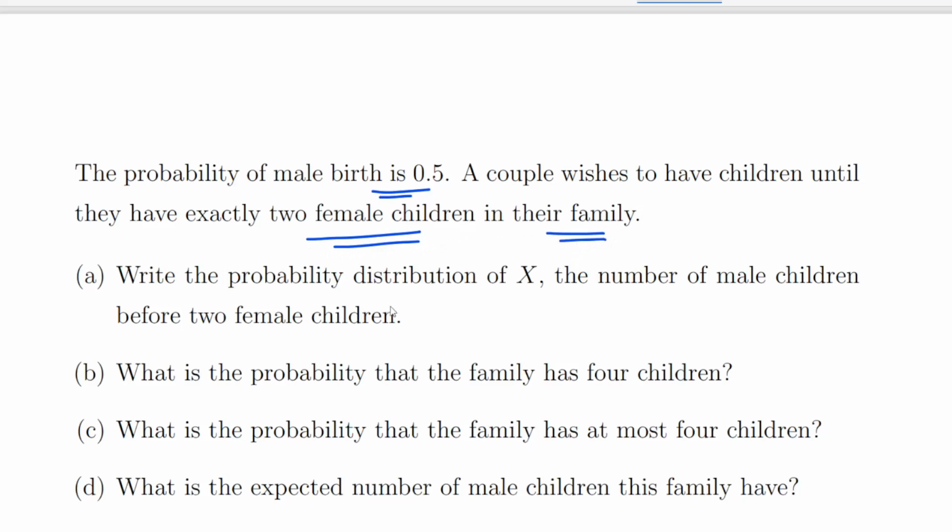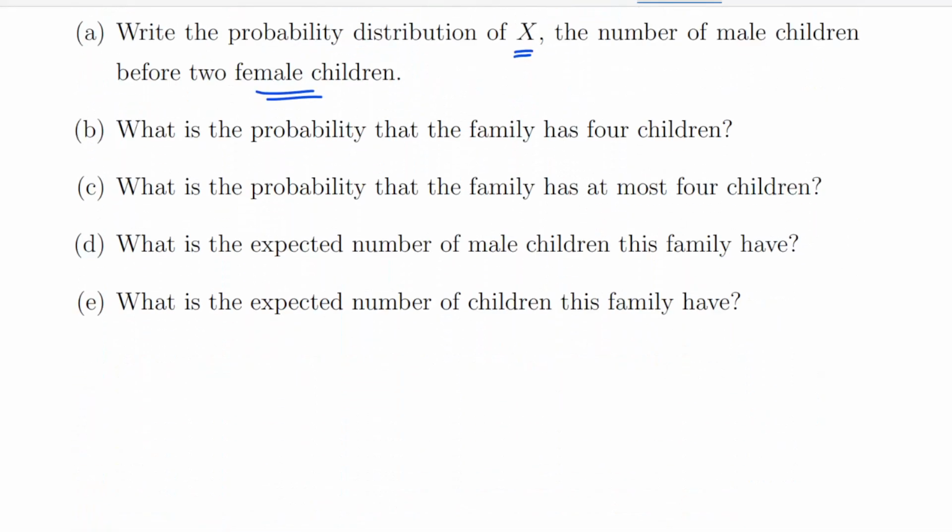Okay? So, a couple of questions. Write down the probability distribution of X, the number of male children before there are 2 female children, before 2 girls. Okay? Then, what is the probability that the family will have 4 children? What is the probability that the family will have at most 4 children? What is the expected number of male children this family will have? And what is the expected number of children this family would have?